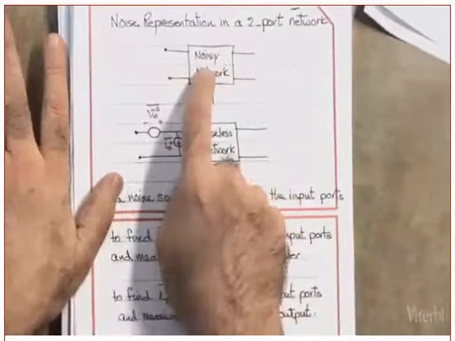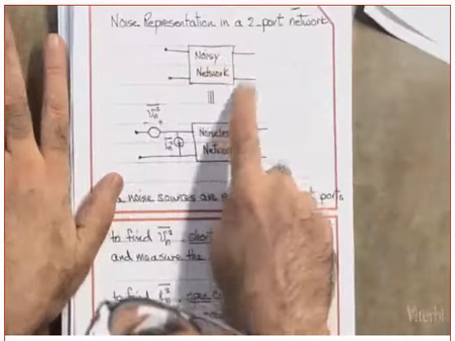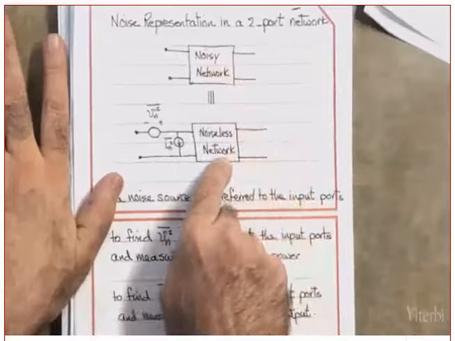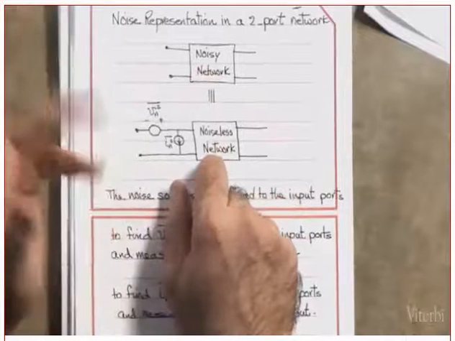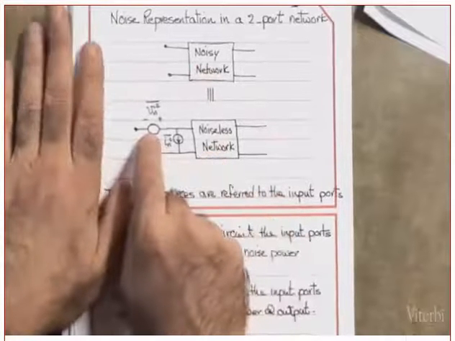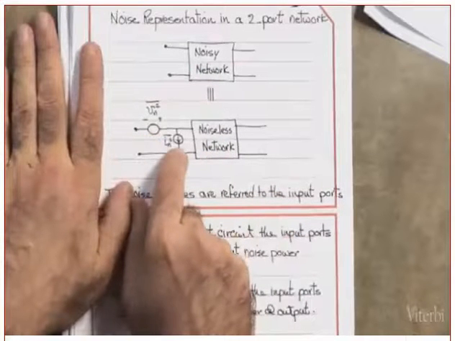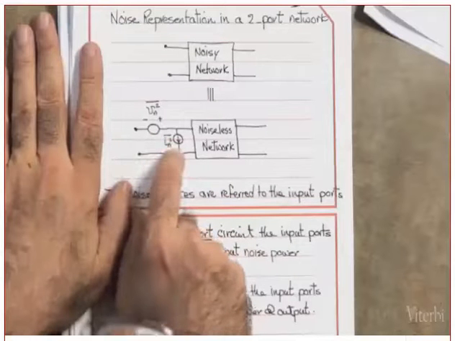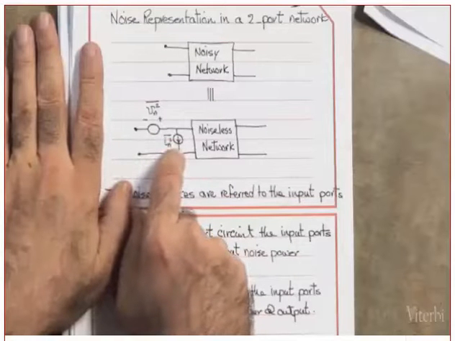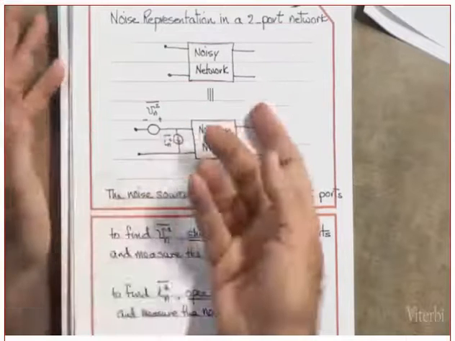This is a noisy network. I can change this noisy network into a noiseless network by modeling the noise sources as a voltage and as a current. This is a voltage noise source. This is a current noise source. Did you get my point?